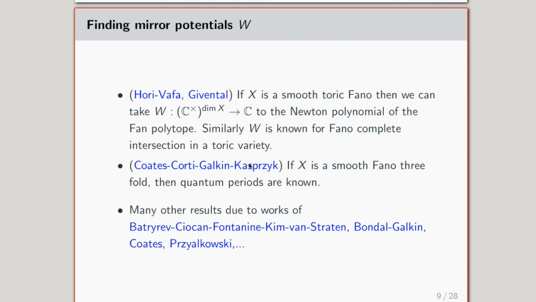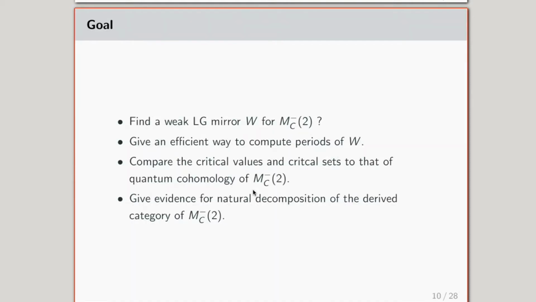Okay, so today I'm going to compute the weak Landau-Ginzburg mirror, or the Landau-Ginzburg potential, for the moduli space of rank 2 bundles on curves. Okay, as I said, this is a Fano variety of dimension 3g minus 3.